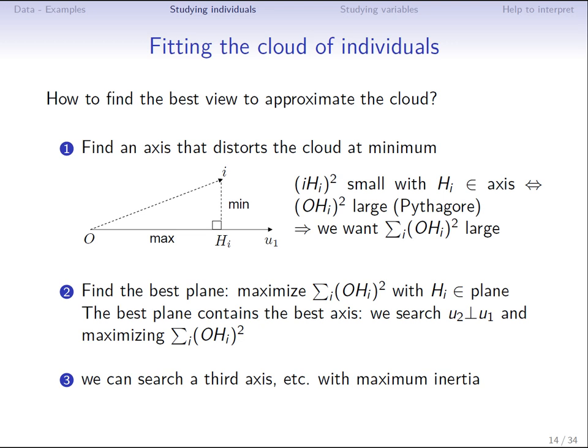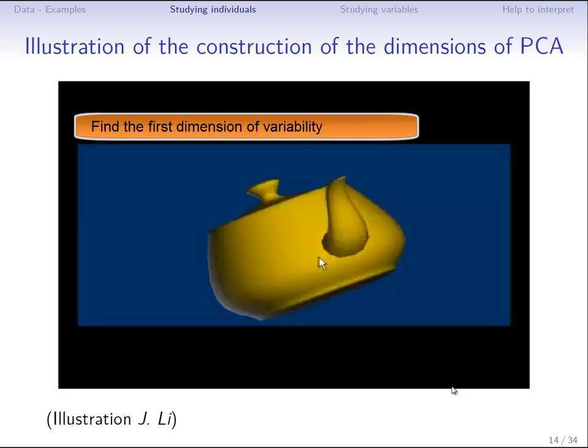Then one can find a third dimension and therefore seek dimensions sequentially, one after the other. Each dimension is orthogonal to all the previous ones and maximizes the variance, the inertia. So from a technical point of view, PCA dimensions are obtained through a singular value decomposition or through a diagonalization of the correlation matrix, which extracts the associated eigenvectors and the eigenvalues. One can visualize that with a small illustration.